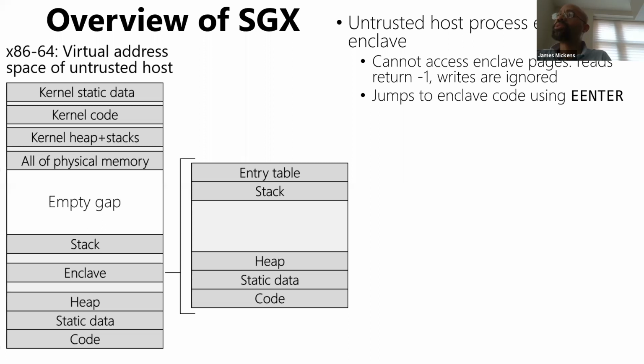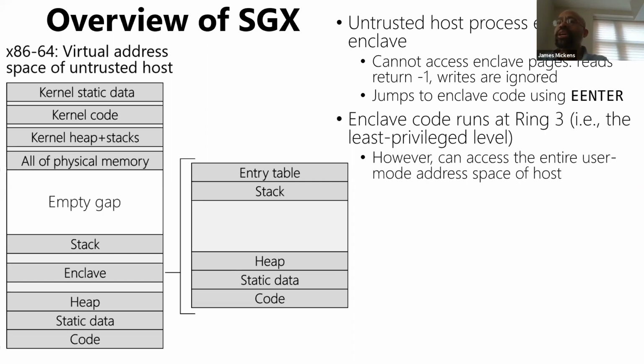So the untrusted host, the way that it interacts with the enclave code is using this EENTER instruction, which tells the hardware, hey, I'm the untrusted host, I now want to start executing in enclave mode. So the enclave code, it's interesting, it's going to run at ring 3, which is the least privileged level. However, the enclave code can access the entire user mode address space of the host. So in other words, the enclave code can access all of this stuff in the bottom part of virtual memory.